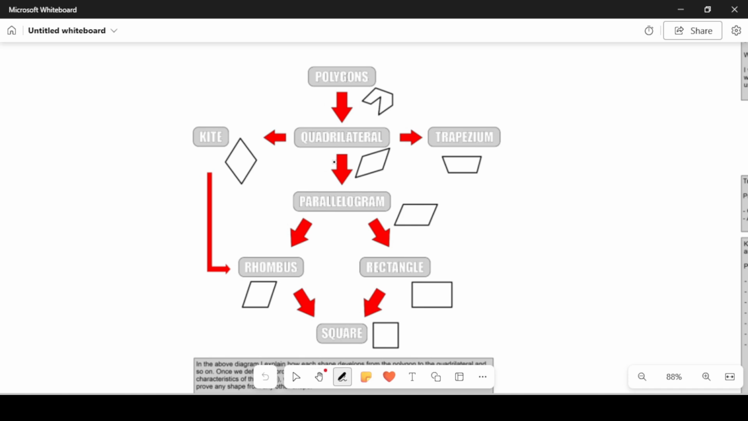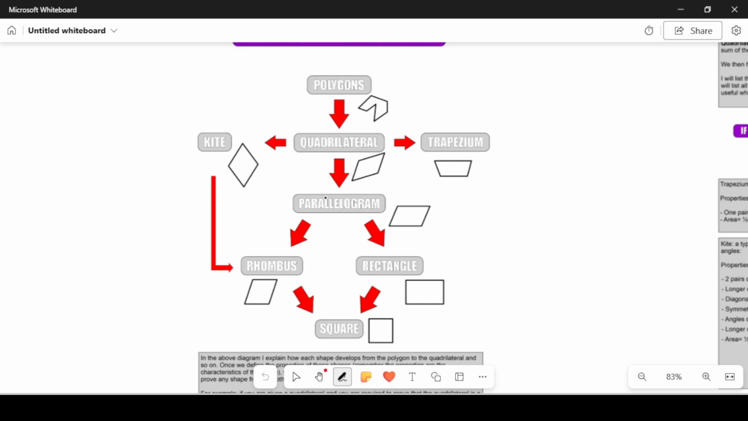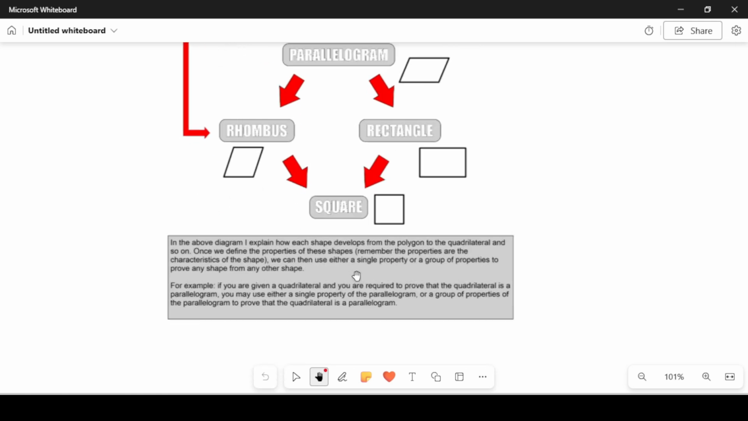So from a quadrilateral, a parallelogram is born. From a parallelogram, a rectangle or a rhombus can be born, right? But that's what we actually learn at a higher level. That's basically theorems when we talk about it from that perspective. But we're just showing you, we're illustrating the interconnectedness with all of these shapes. Can you see that? So that's what we are concerned with. In the above diagram, I explain how each shape develops from the polygon to the quadrilateral, okay, and so on.